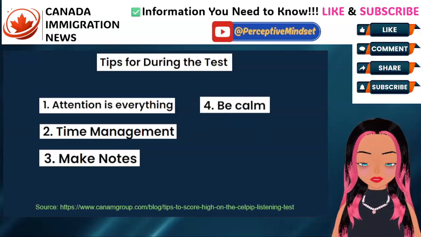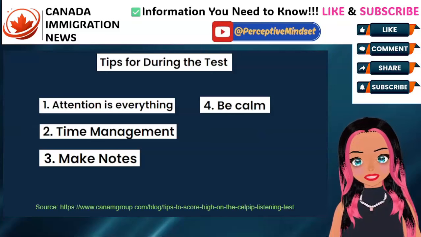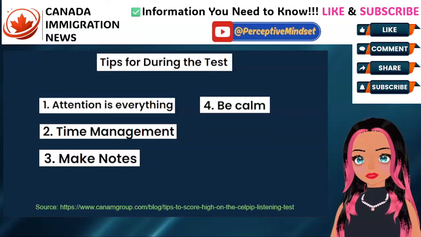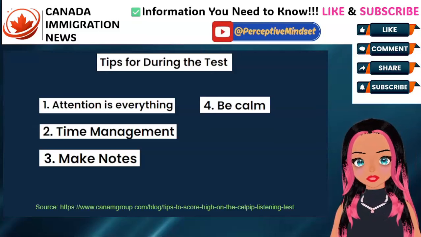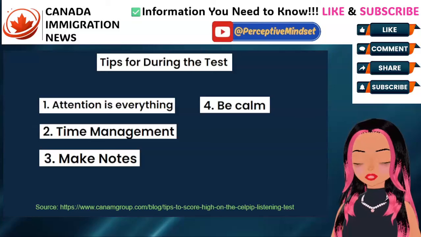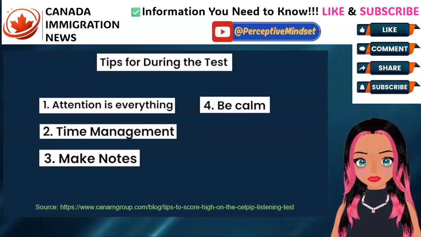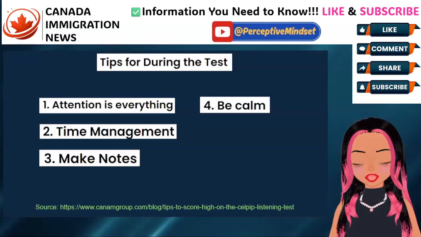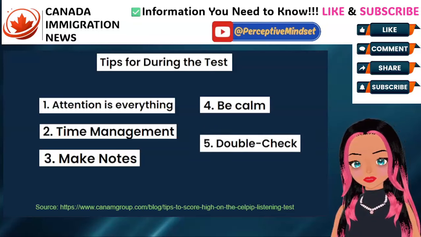All right. Tip number 4 is to be calm. It's easier said than done, especially if you are somebody who usually gets a little panicky during exams. You can answer the questions well when you are relaxed. Take several deep breaths and be at ease as best as practicable. A lot of things are easier said than done.